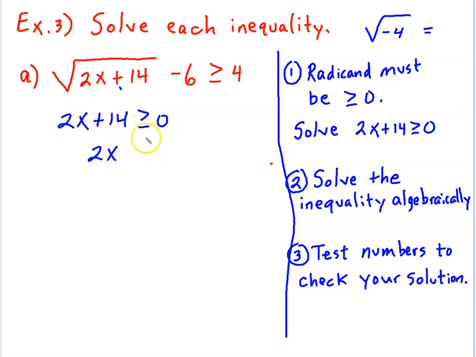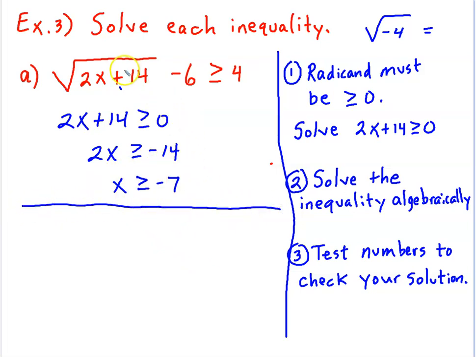All right, so I'm going to subtract 14 from both sides, and then I'm going to divide by 2. And my numbers, when I get my final answer, I have to make sure that they agree with this. All right, so let's set that aside. And now we're just going to solve the inequality just like we did a minute ago with equations.